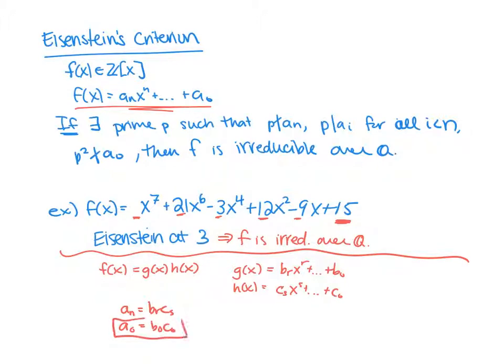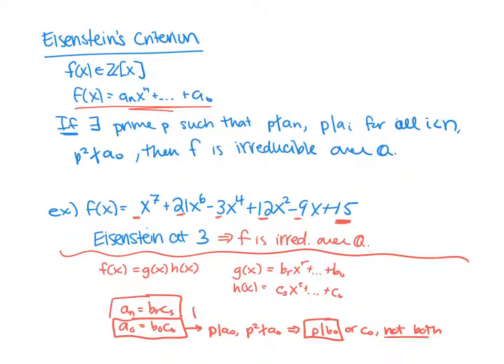Right, so let's first look at this one. So we know p is a divisor of a_0, but p squared is not. So that means p is a divisor of b_0 or c_0, but not both. Right, so let's say p divides b_0, but not c_0. So we know here p doesn't divide a_n, so that means p doesn't divide b_r, and p doesn't divide c_s. All right, so I'm running out of room. I'm going to continue the argument on the next slide.